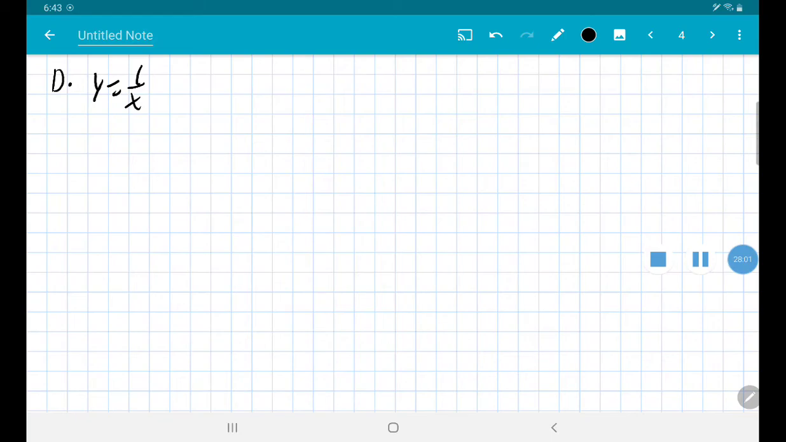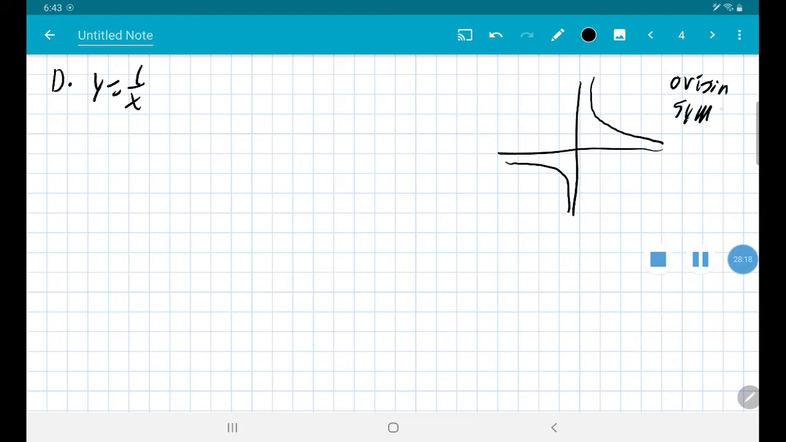Okay. Now, a couple of ways you can do this. Easy way is, I don't know how well you know your parent functions, but I know the graph of y equals 1 over x is a hyperbola that looks something like this. And I can tell you just by that, it does have origin symmetry. That is the graph of y equals 1 over x.